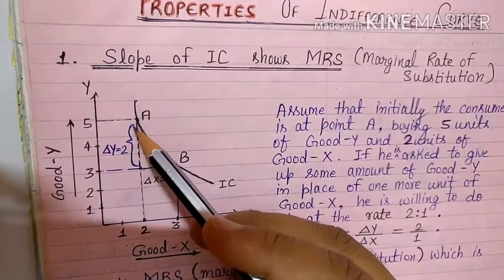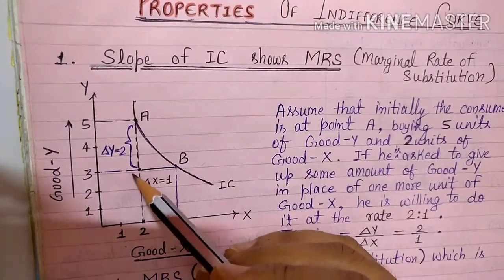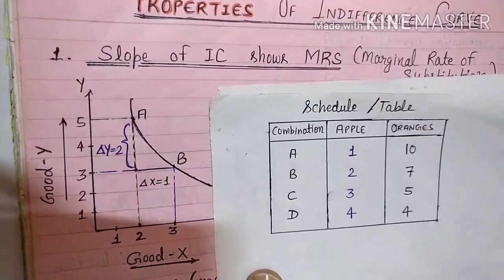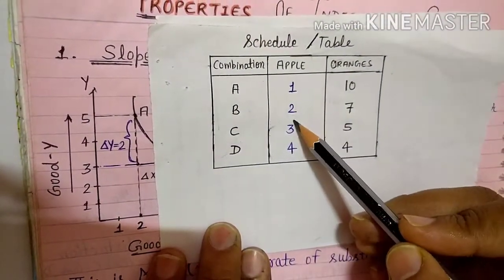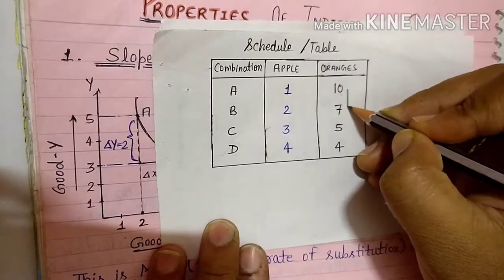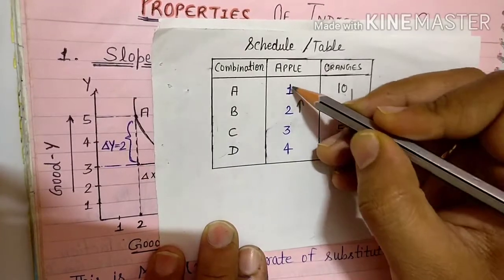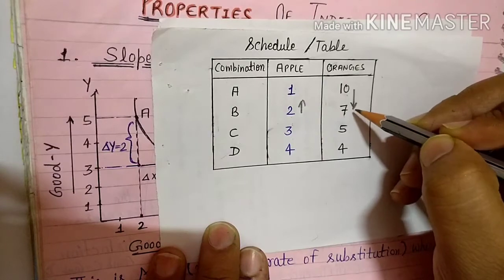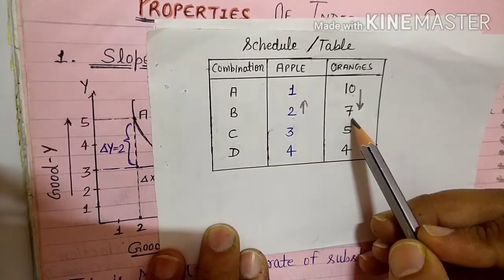When he is asked to give up some amount of Y units, it means when he moves to combination B, where he has to purchase more units of apple, then what happens? The oranges units become 7. It means decreases. And here what happens? It increases from 1 to 2, and here it decreases from 10 to 7. So in order to increase 1 unit, he has to decrease the other good.